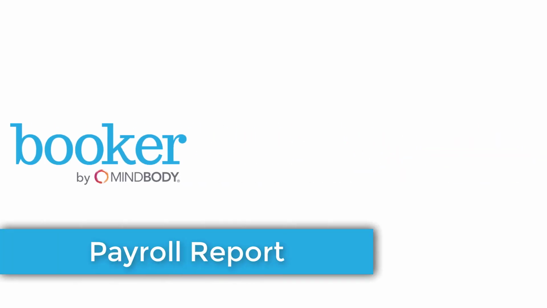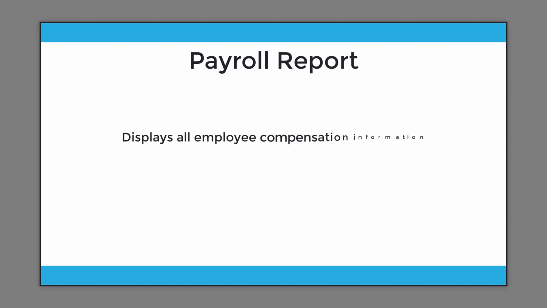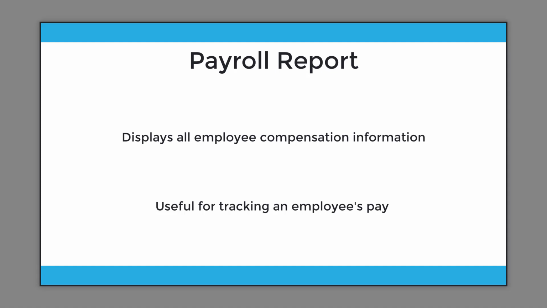Once employee profiles and compensation structures have been entered into the system, we can see how much employees have earned in the payroll report. This report displays all information related to the compensation of employees, showing detailed data down to every single service or product the employee is credited as having provided or sold. This report is useful for keeping track of how much to pay each employee in a pay period.